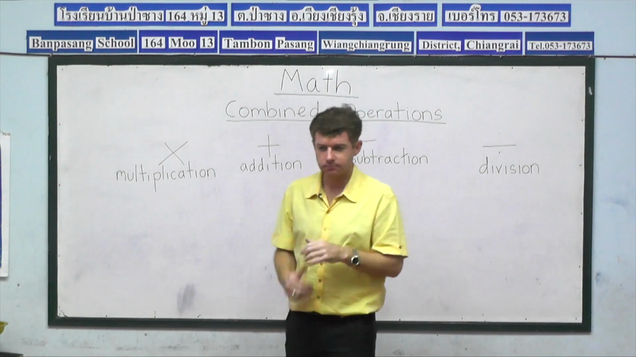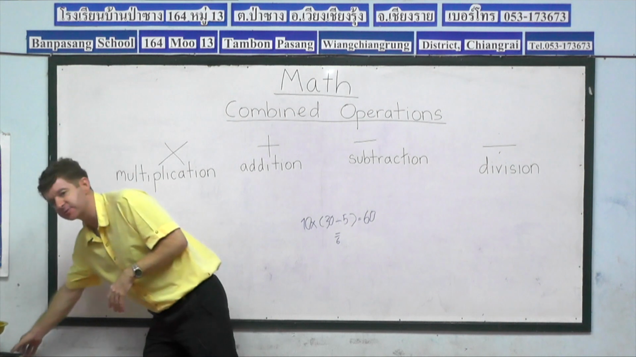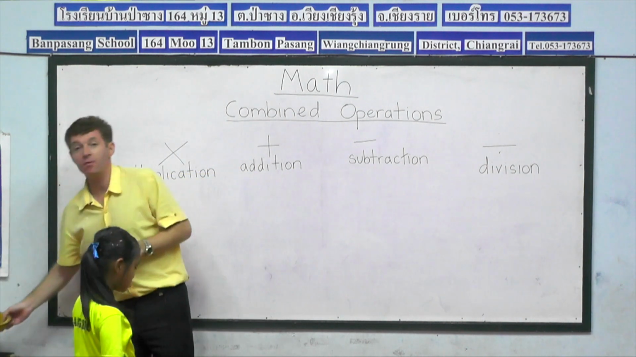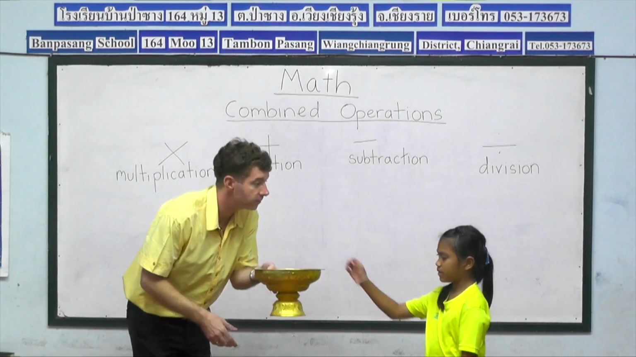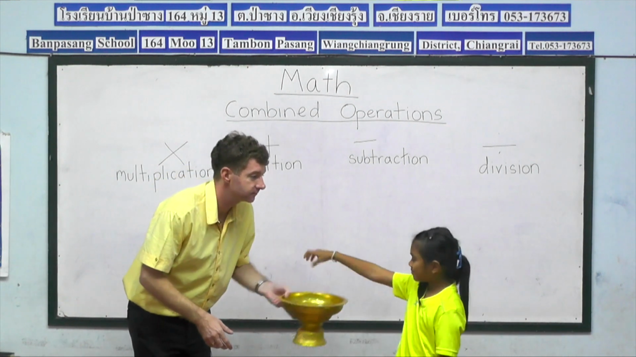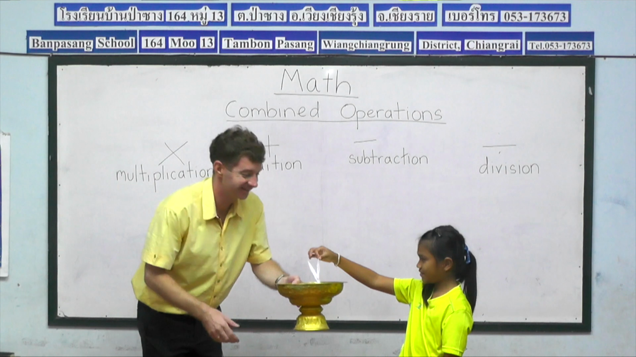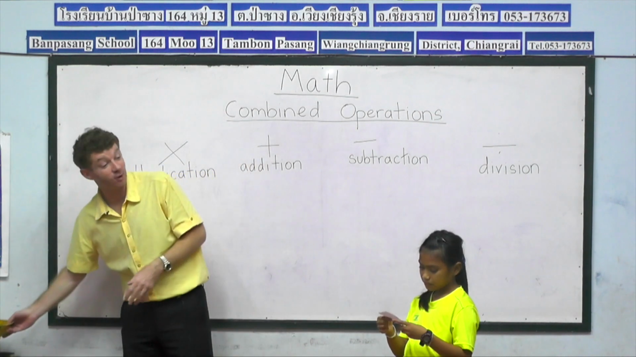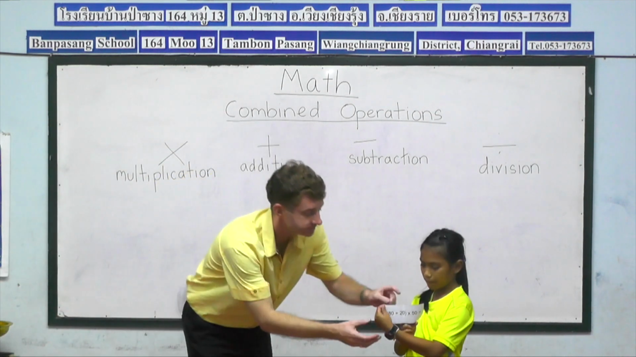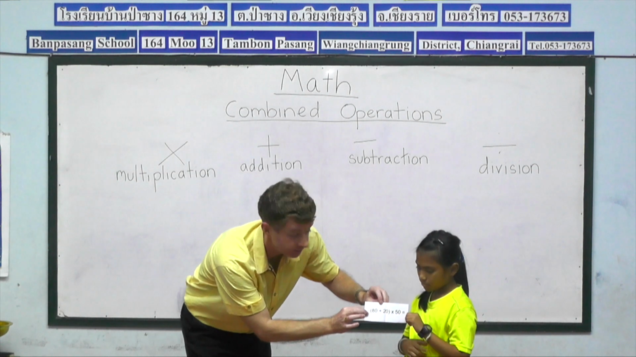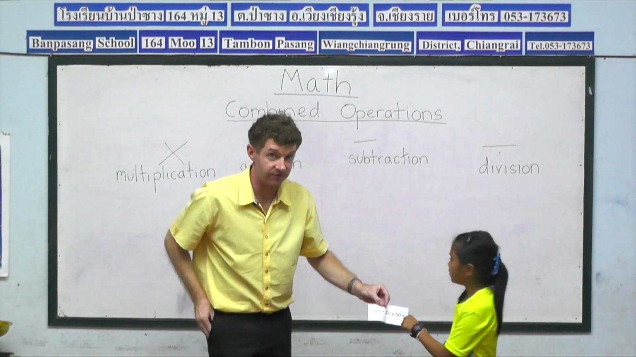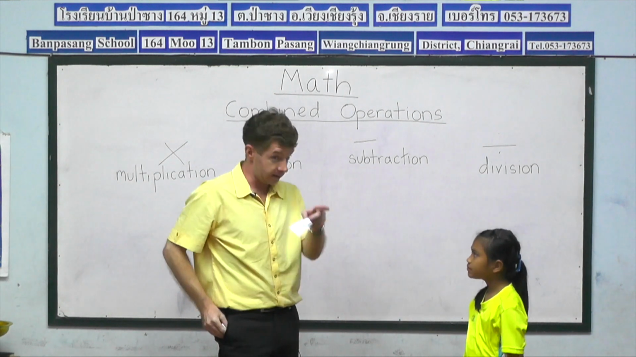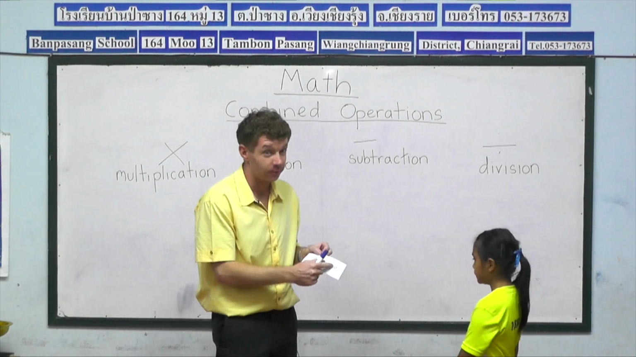Pak Bung, come and join me at the front of class, please. And I would now like, Pak Bung, can you stand here for me, please? And can you choose your combined operation? Okay. And now show it to your friends. 80 divided by 20 times 50 equals. Very good. Never forget equals.